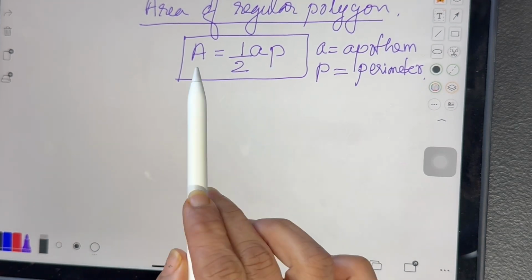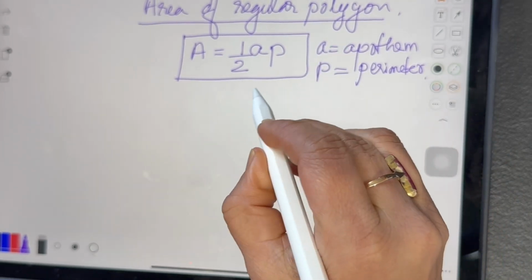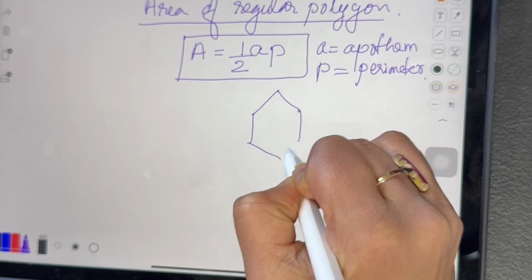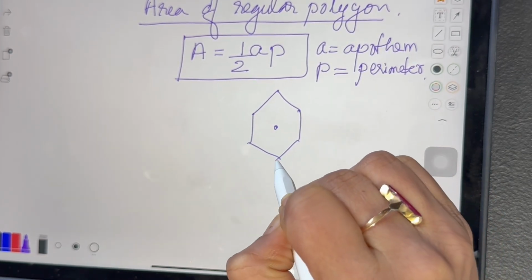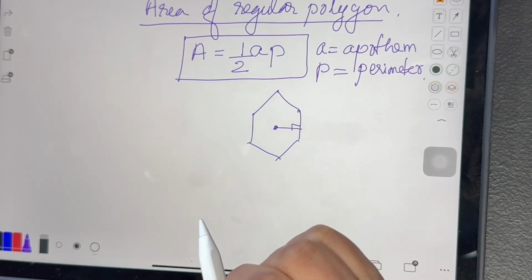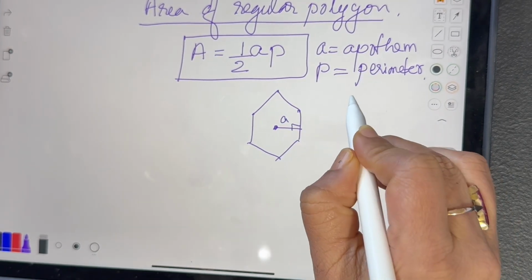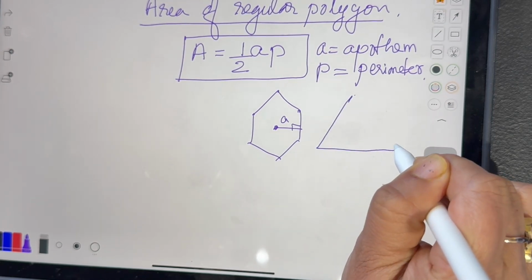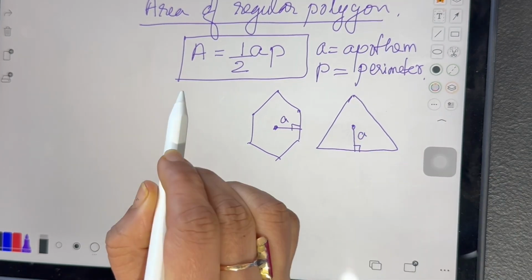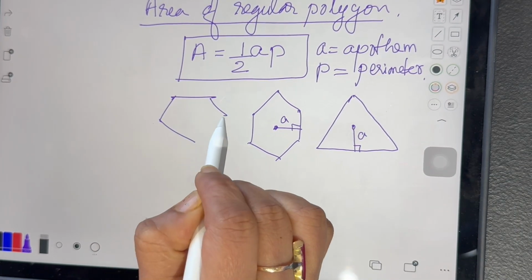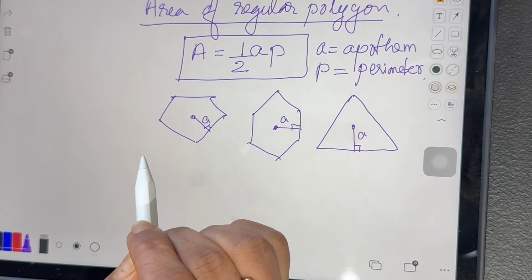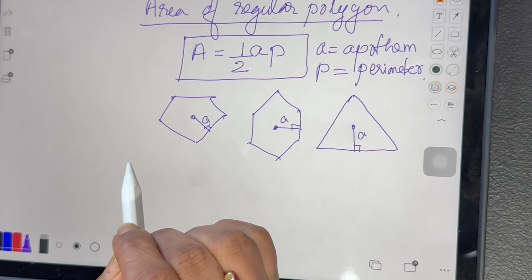Anyway, what is an apothem? The apothem is the distance from the center of a regular polygon, say a hexagon, to its side, the perpendicular distance to the side. Even in a triangle, I'm talking about a regular polygon. From the center, this is the apothem. If I draw a pentagon, from the center, this is the apothem. A perpendicular drawn to the side of the polygon is called the apothem.